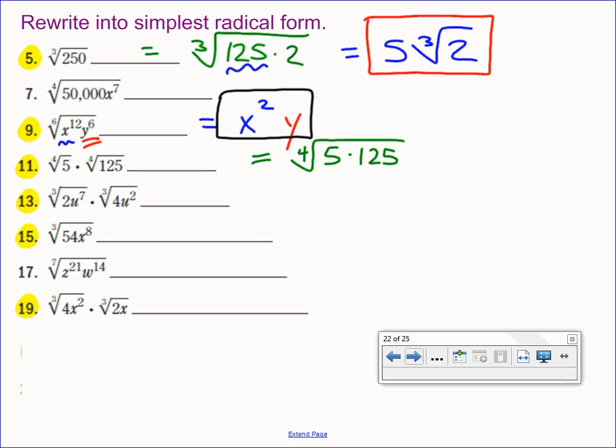And so by rewriting this as a single 4th root, I generate a perfect 4th power. 5 times 125 is 625, and voila! Look on your half sheet. Lo and behold, 625 is itself a perfect 4th power. What is the fourth root of 625? Eric? 5. Nice job. That was pretty sweet.